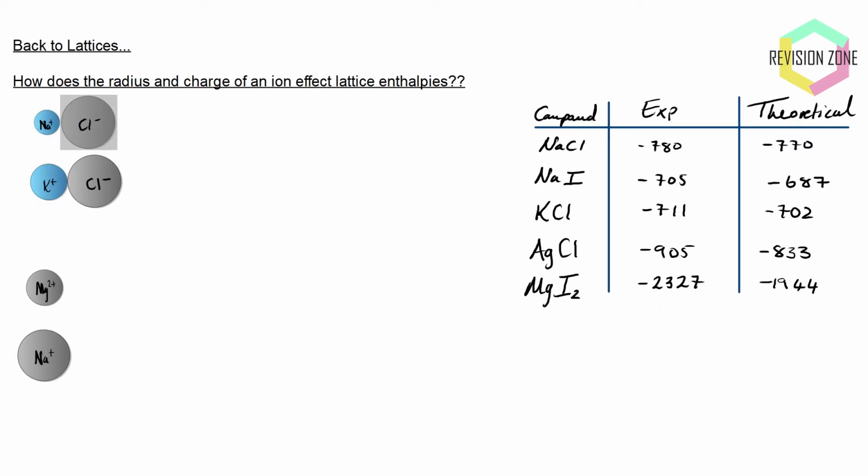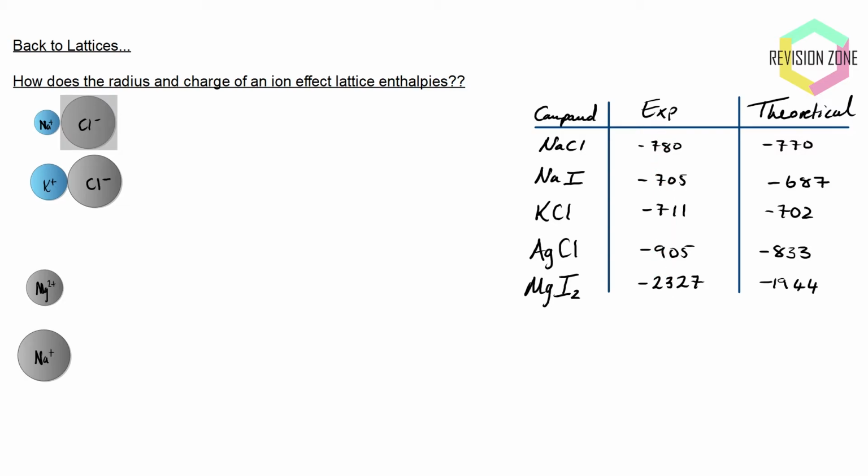Now, before we look at how polarization affects the lattice enthalpies, let's just have a look at how the radius and charge of an ion affects a lattice enthalpy. Now, I've got some data on the right hand side that I'll be using in a moment, but we're just going to focus on one of these columns. Don't worry that it says experimental or theoretical at the moment. We're not going to compare between them just yet. We just want to have a look at one data set. So let's just have a look at the first column to help us understand this.